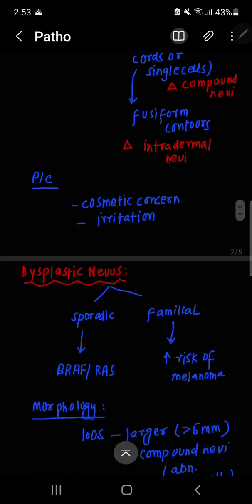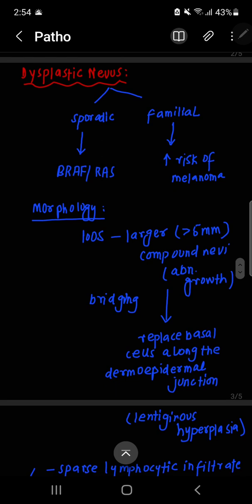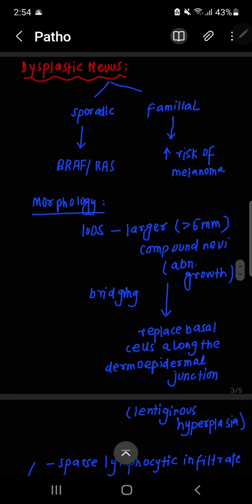Now let's move further into the discussion about a dysplastic nevus. As the term dysplastic indicates, it must be a precursor to a neoplastic lesion. A dysplastic nevus can be both sporadic and familial. If it is familial, which means a dysplastic nevus syndrome, then it can increase the risk of melanoma. The sporadic form arises from the same mutations that we saw in a melanocytic nevus, which are the BRAF and RAS mutations.